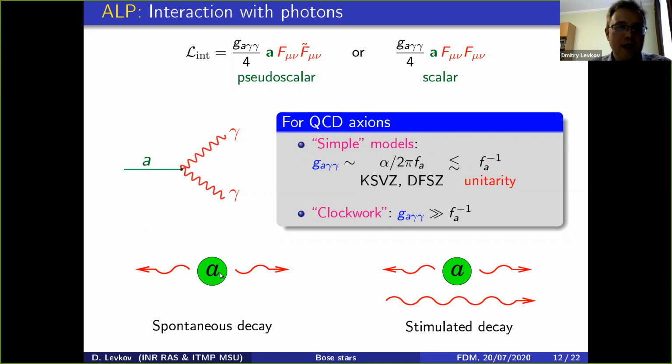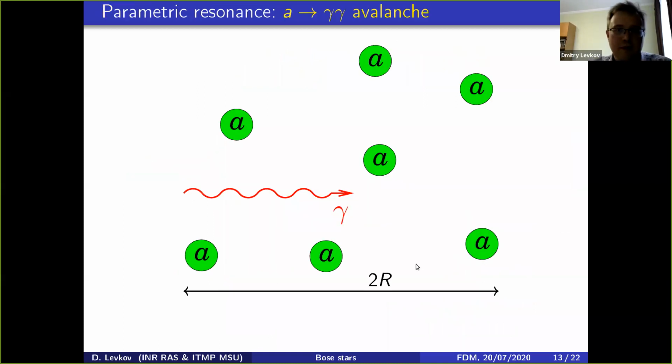Axion can spontaneously decay into 2 photons. And actually, if an electromagnetic wave passes through the axion, it may stimulate decay of this axion with larger probability. And this opens a possibility of avalanche production of gammas.